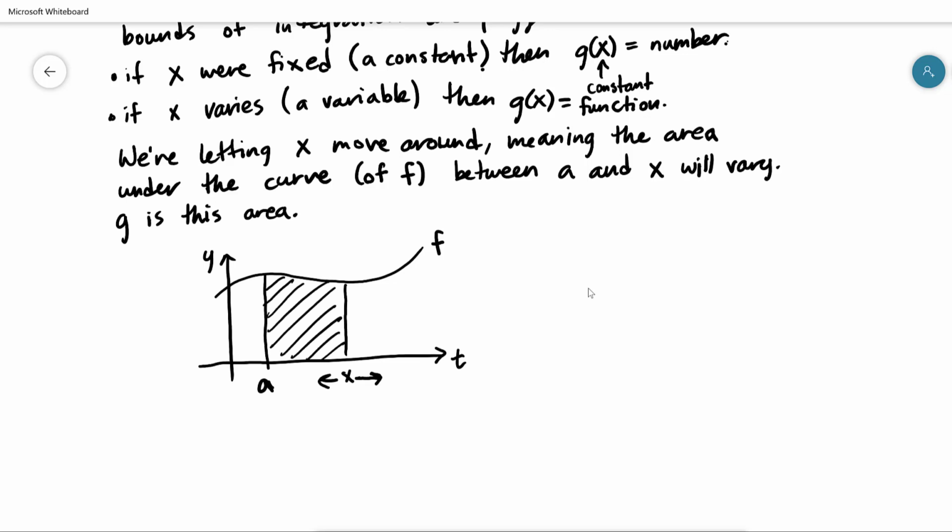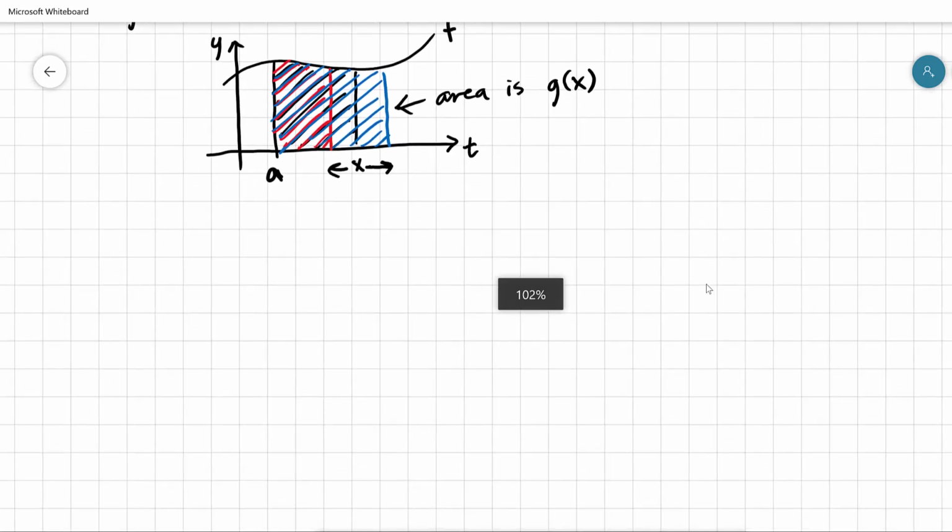When x is right here at this point, this is the area that we're interested in. But if x were to move over here, now this is the area that we're interested in. And if x were to move over here, then this is the area that we're interested in. And so as we move x around, the area is going to change. And that area is our g of x. The area will depend on where we put that x. That's all we're saying. So let's do an example, and we can kind of go through this and get a more detailed sense of how this actually is going to work.